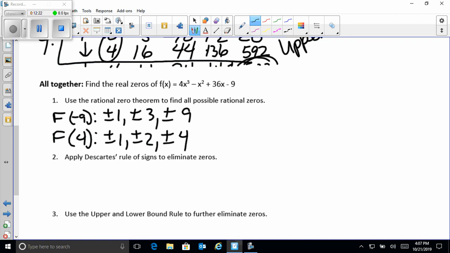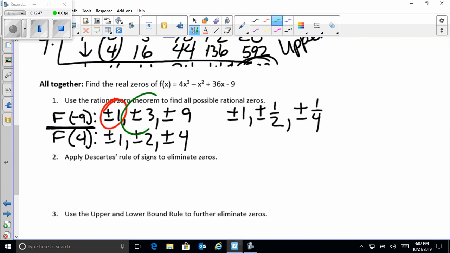Now remember, we are doing factors of the constant divided by factors of the leading coefficient. So we have to do each one. I'm going to start here with 1. 1 divided by 1 is plus or minus 1. 1 divided by 2 is plus or minus 1/2. 1 divided by 4 is plus or minus 1/4. Then I'm going to do 3 and divide it by each one of the factors of the leading coefficient. So I'm going to have plus or minus 3, plus or minus 3/2, and then plus or minus 3/4.